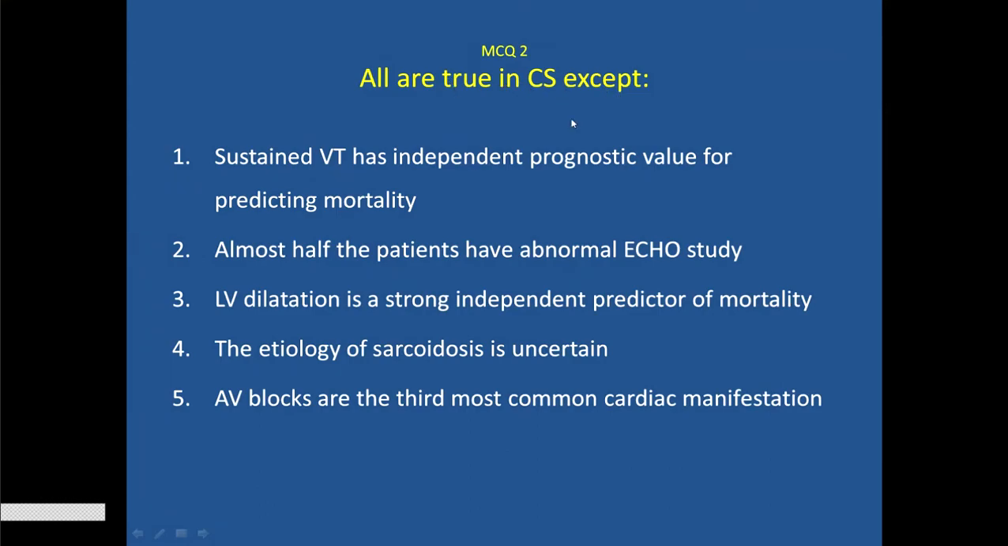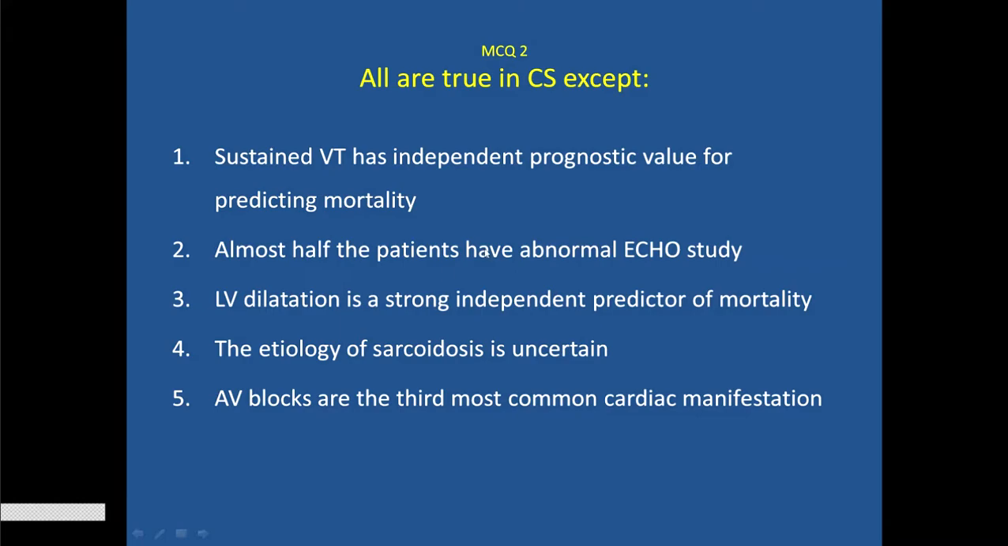Then all are true for cardiac sarcoid except one. Sustained VT has independent prognostic value for predicting mortality, which is very true. Almost half the patients have an abnormal echo study. They present very late, unfortunately. That itself is a prognostic factor as well. That is true. LV dilatation is a strong independent predictor of mortality.